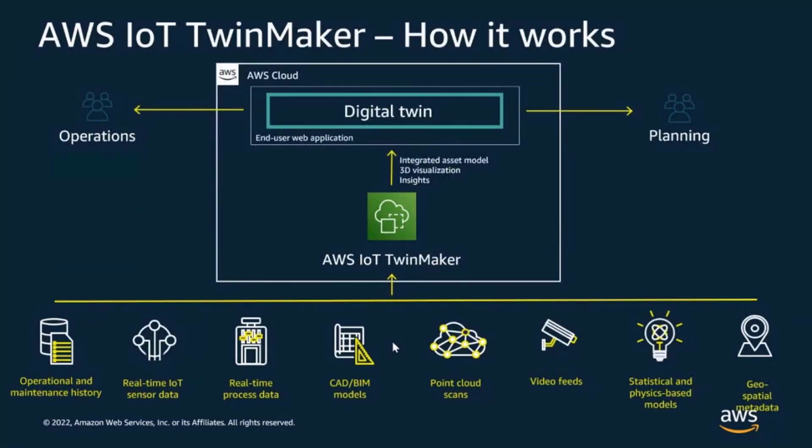I want to start with a very simple picture. This is not an architecture diagram. This is a mental model of AWS IoT TwinMaker, what it is, and importantly, what it isn't. And the first thing I want to say is that AWS IoT TwinMaker is not a digital twin. AWS IoT TwinMaker is a service that helps customers build and manage digital twins.